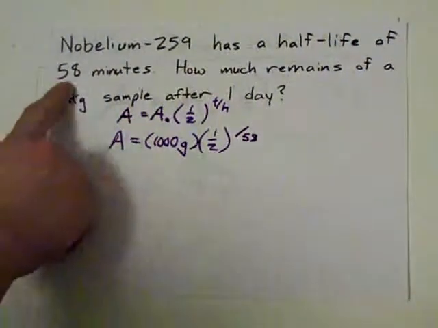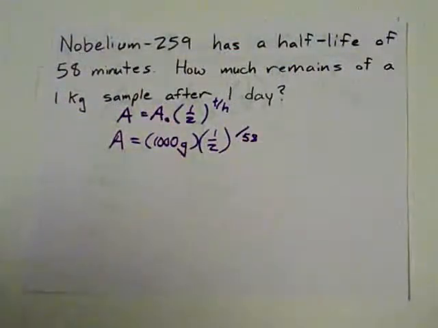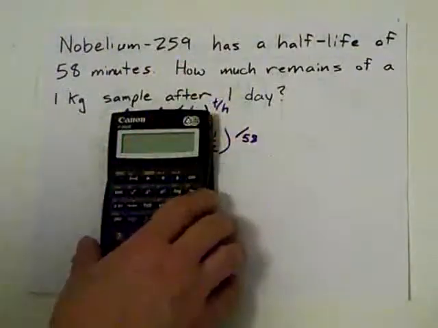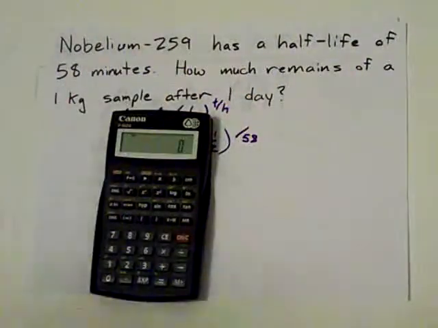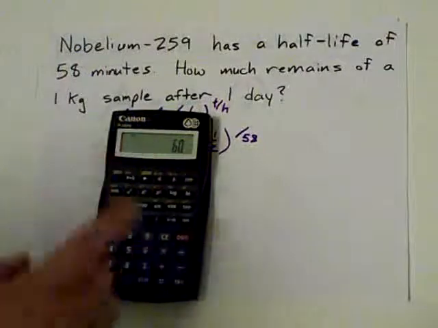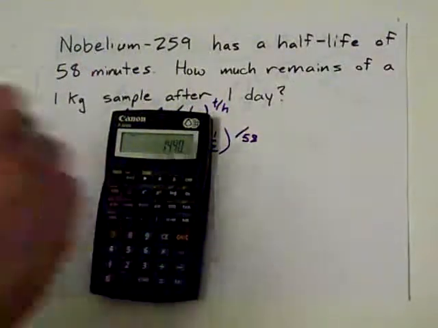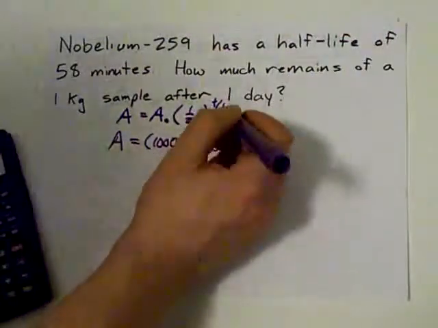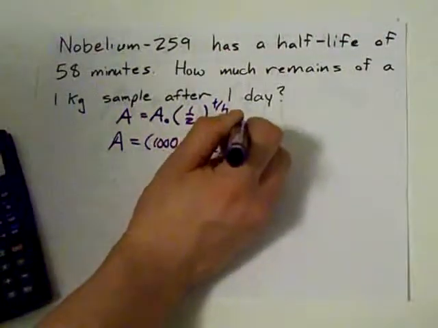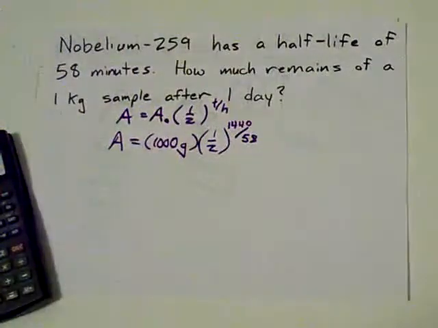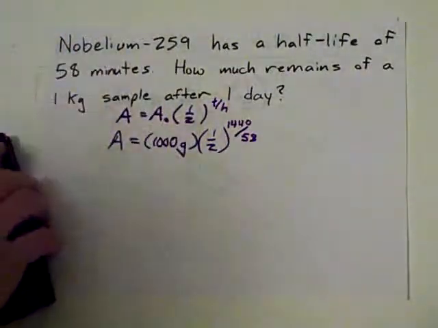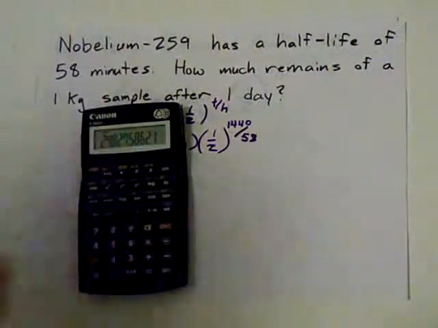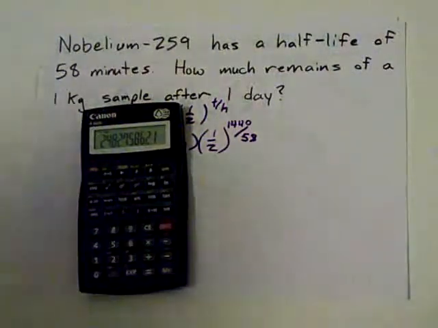Now, the half-life's 58 minutes and I've written it in minutes, so I've got to put the time gone by in minutes. But I was given that it was 1 day. Well, there's 60 minutes in an hour and 24 hours in a day. A day is 1,440 minutes. So, this is me writing a day in minute form. Then we put this into our calculator. 1,440 divided by 58. This is how many half-lives have gone by.